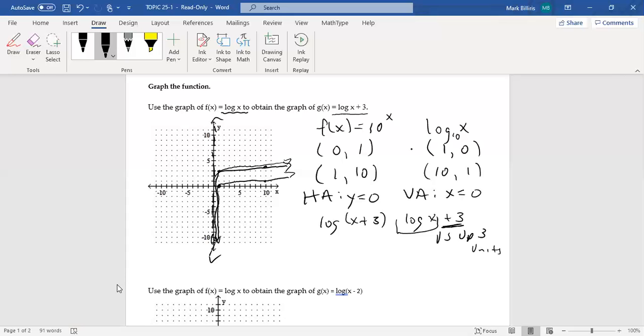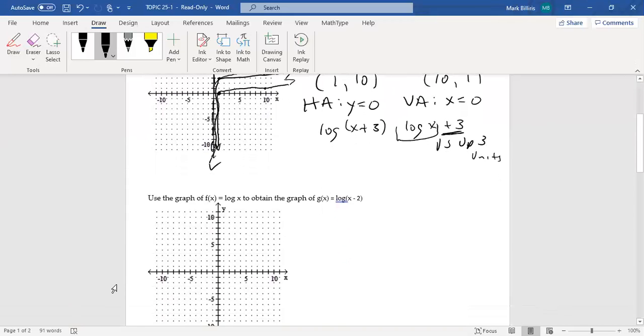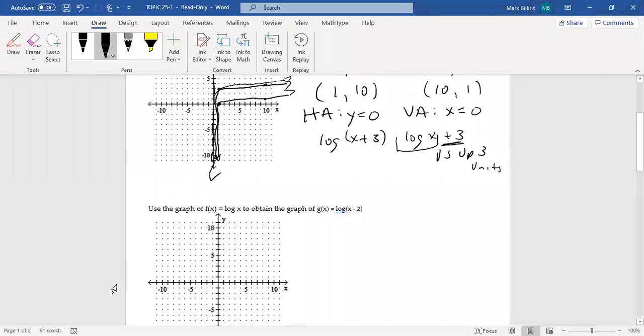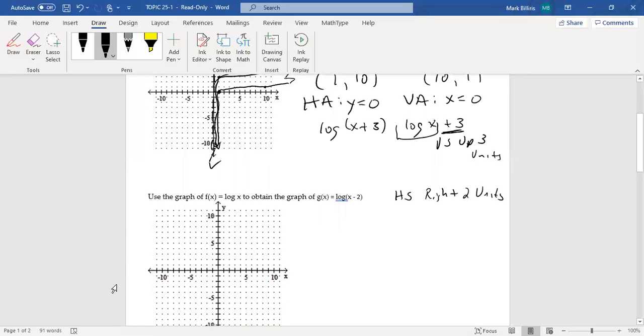Okay, so let's look at the next example. Here we have g of x equaling log of the quantity x minus 2. So again, here's the difference. Since the x minus 2 is inside parentheses, we're going to have a horizontal shift to the right by 2 units. So again, let's look at our parent function.